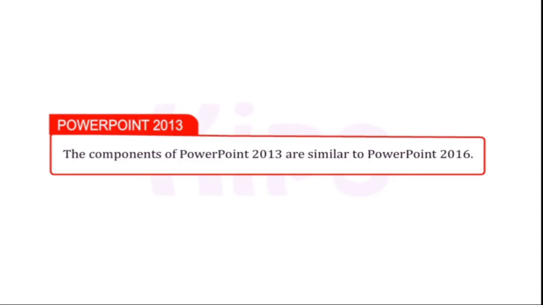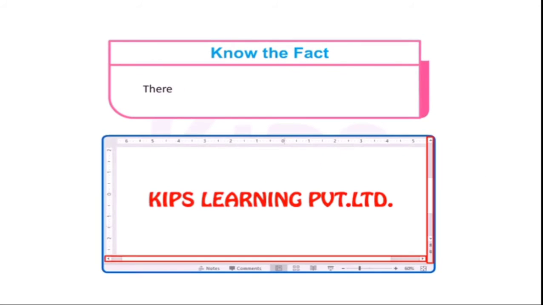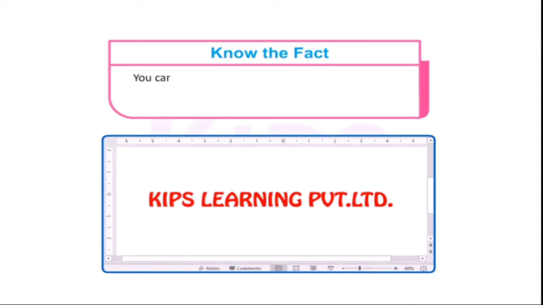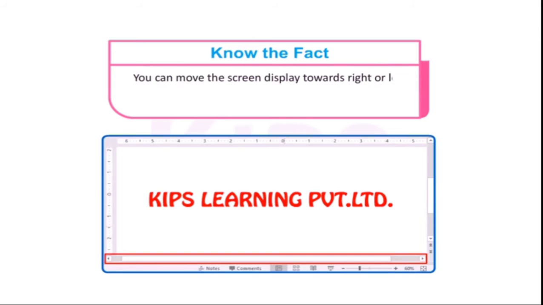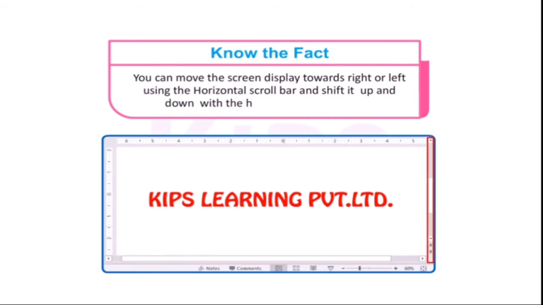PowerPoint 2013. The components of PowerPoint 2013 are similar to PowerPoint 2016. Students know that there are two scroll bars, vertical and horizontal. You can move the screen display towards right or left using the horizontal scroll bar and shift it up and down with the help of the vertical scroll bar.